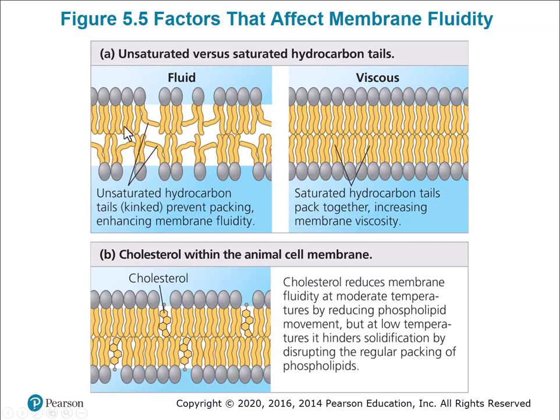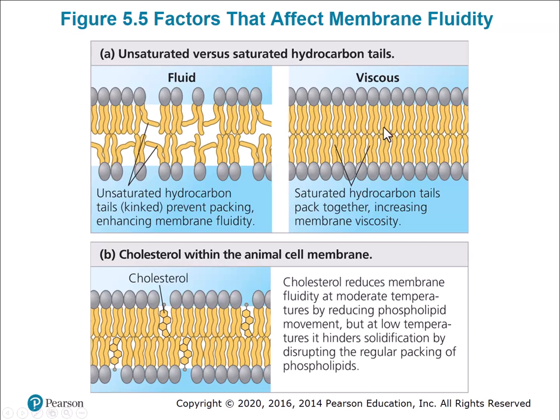So if you were in a very cold environment, you would want the kinked tails that would allow the membrane to stay fluid at lower temperatures. So fish who are in the Arctic, their plasma membranes will have a lot of these kinked tails to allow for enhanced membrane fluidity in those colder environments.